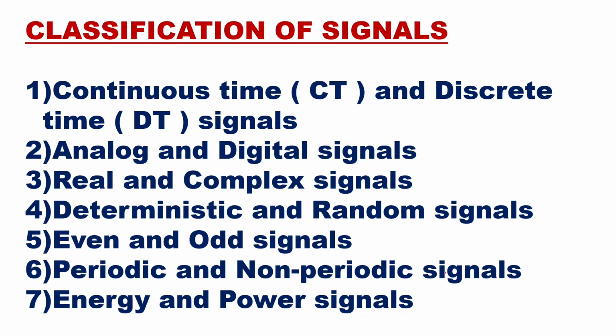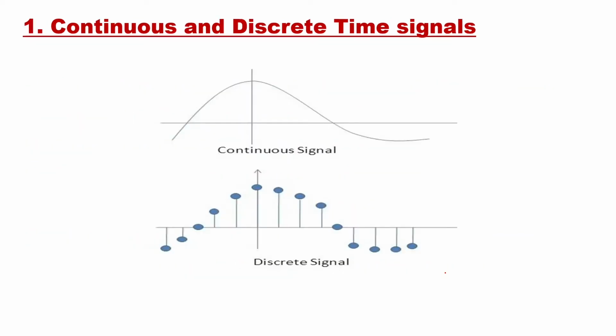So let's see the first one, continuous and discrete time signals. Now here, a signal is said to be continuous when it is defined for all instants of time. Say this is your x-axis for time. You take any time, the signal is defined. You take any time, the signal is defined. So it is a continuous signal.